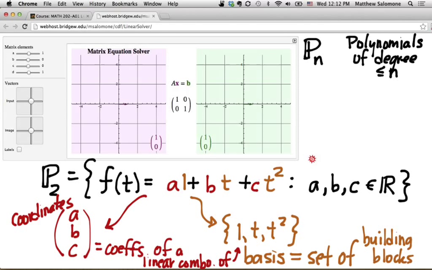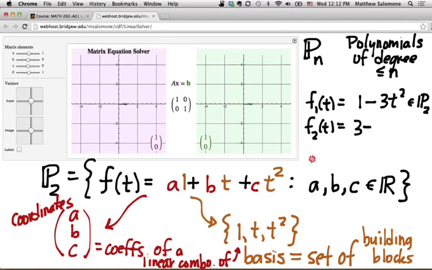So an example of a polynomial in this set might be, let's call it f1, I don't know, 1 minus 3t squared. That belongs to P2. And then we might take another polynomial, f2, 3 plus t squared, also belongs to P2.